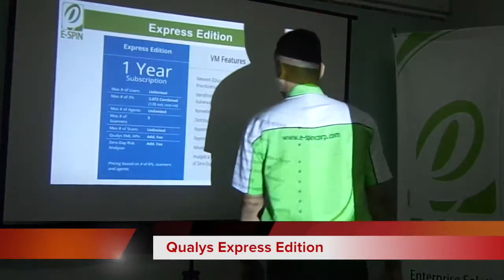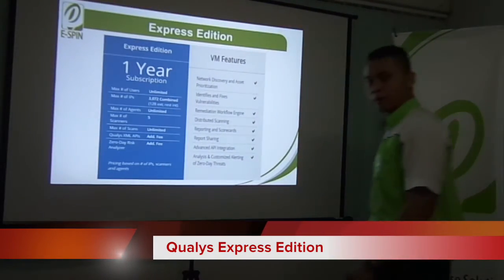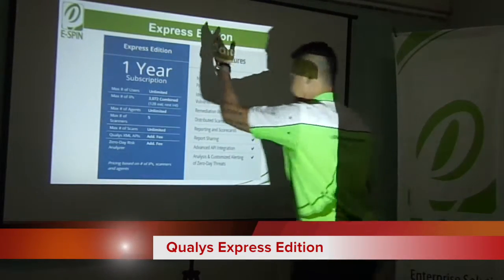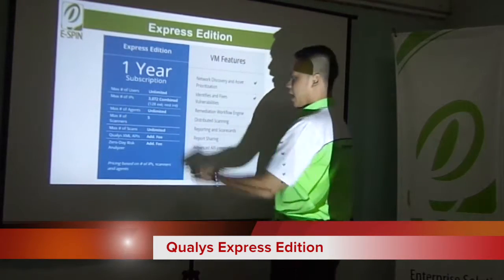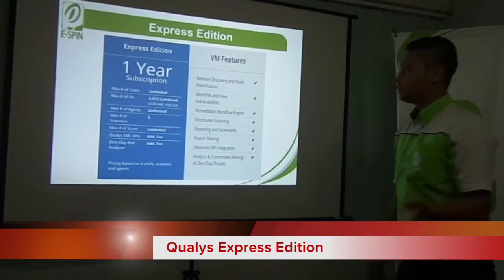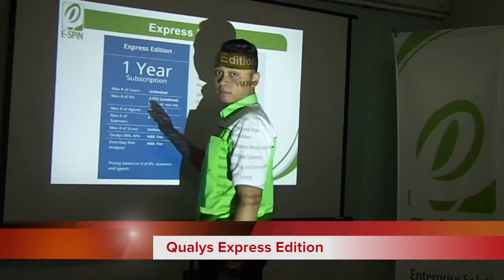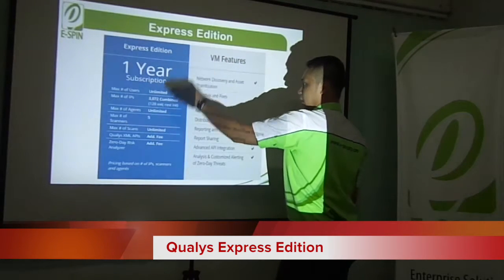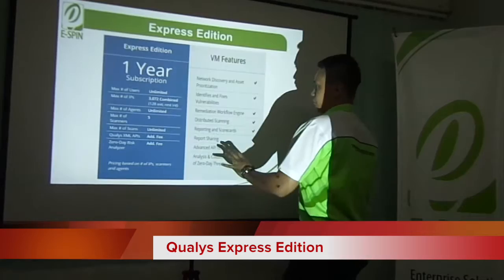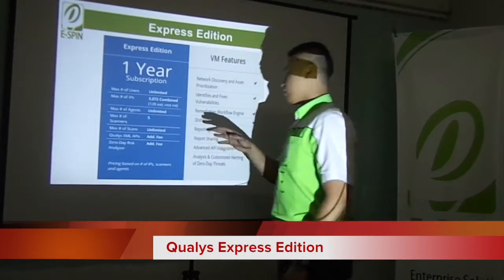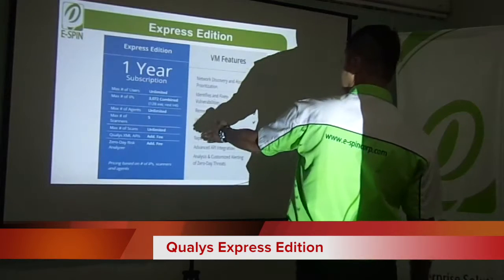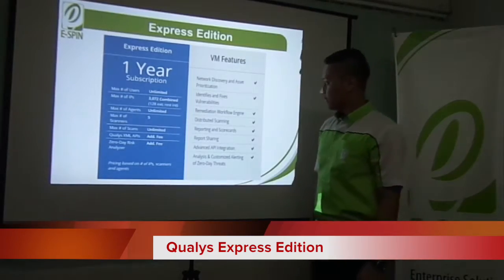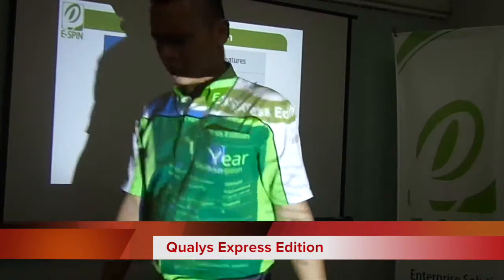Let's talk about the Express Edition. For the Express Edition, for example, we take a one-year subscription. You can see users, IPs, agents, scanners, scans, API, and risk analyzer. The max of users is unlimited. The max of IPs is 3072 combined. Agents are unlimited. Scanners maximum is 5. Max of scans is unlimited. The API is free. And the features you can see all here. Alright, so we start the second page.